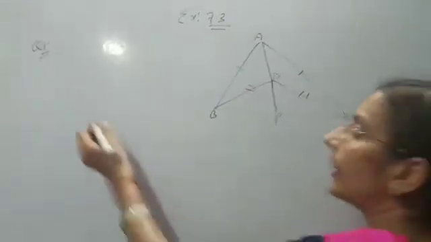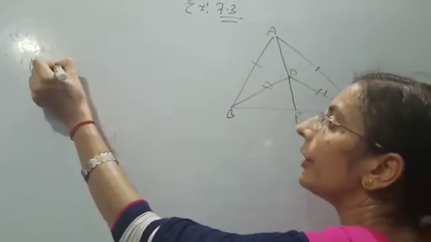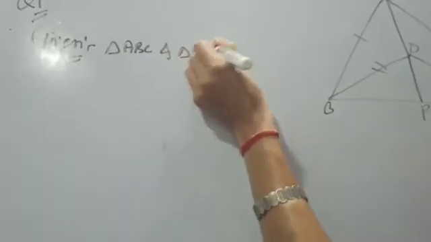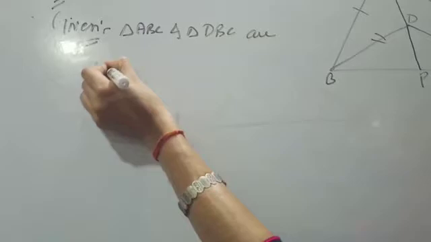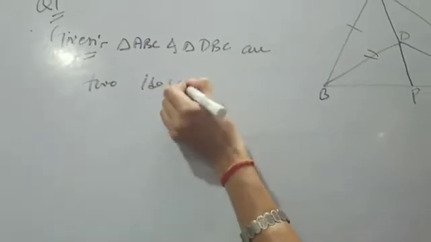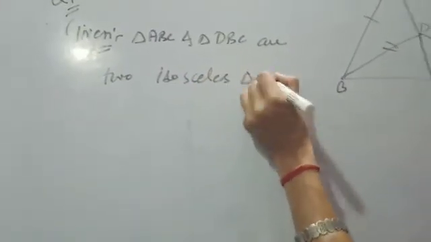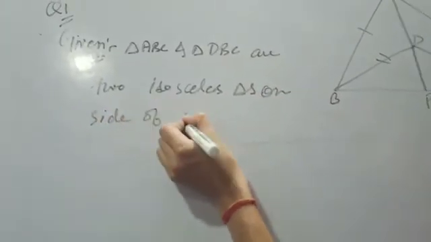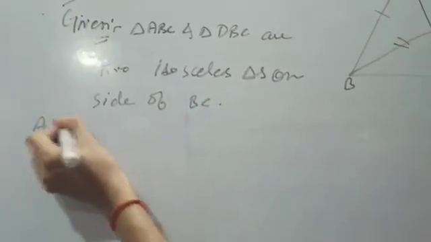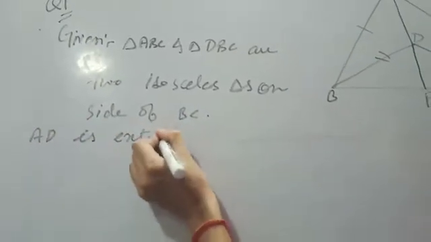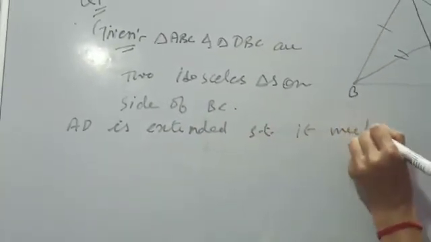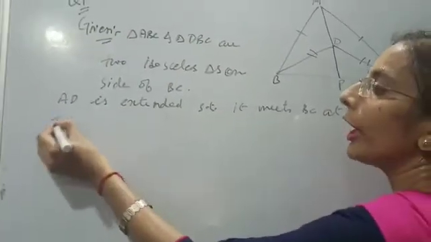Firstly, we will write the given. What is given to us? Triangle ABC and triangle DBC are two isosceles triangles on one side of BC. Then AD is extended such that it meets BC at point P. Okay, now we have to prove.